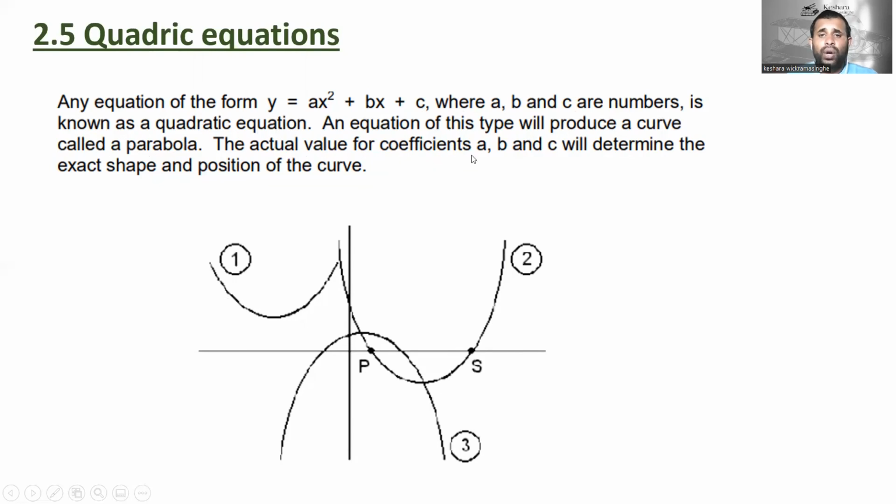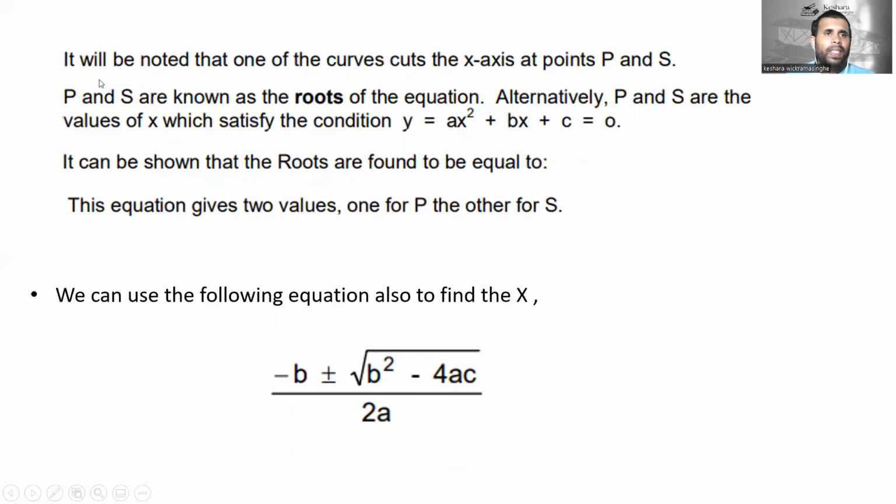The actual values of the coefficients a, b, and c will determine the exact shape of the parabola, or curve, and the position where it is situated. It will be noted that one of the curves cuts the x-axis at points P and S. P and S are known as the roots of the equation.